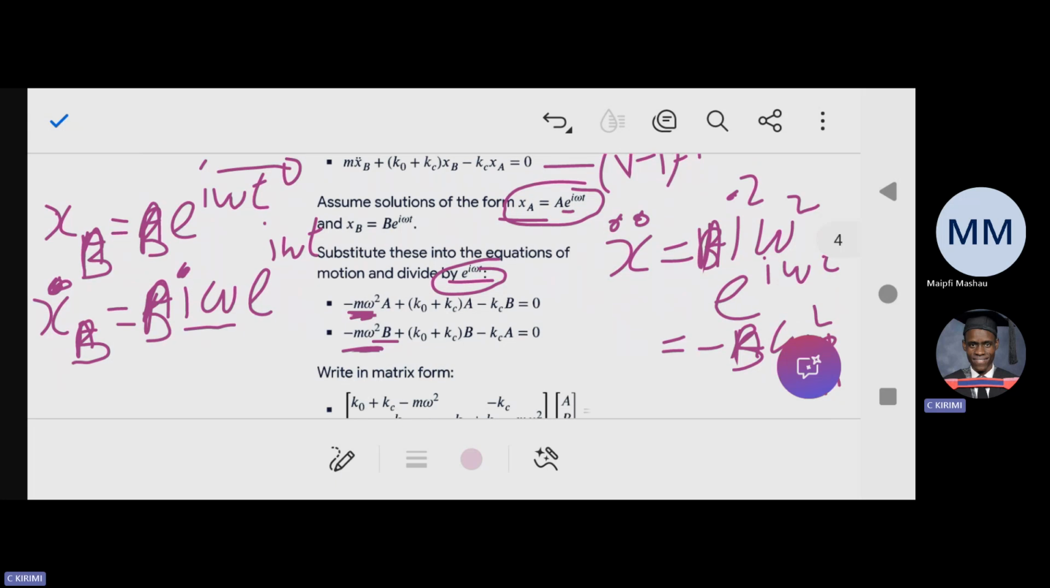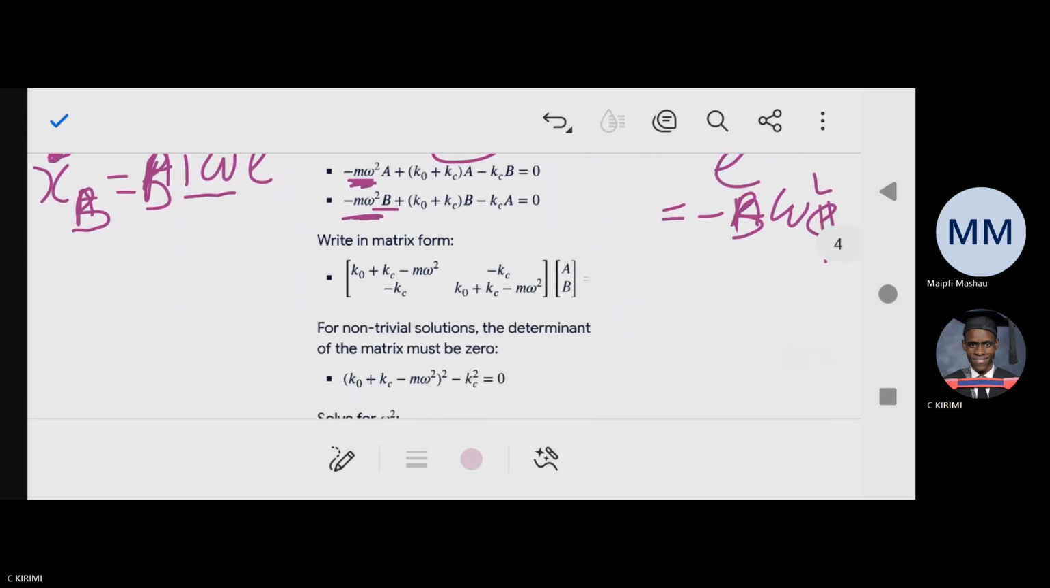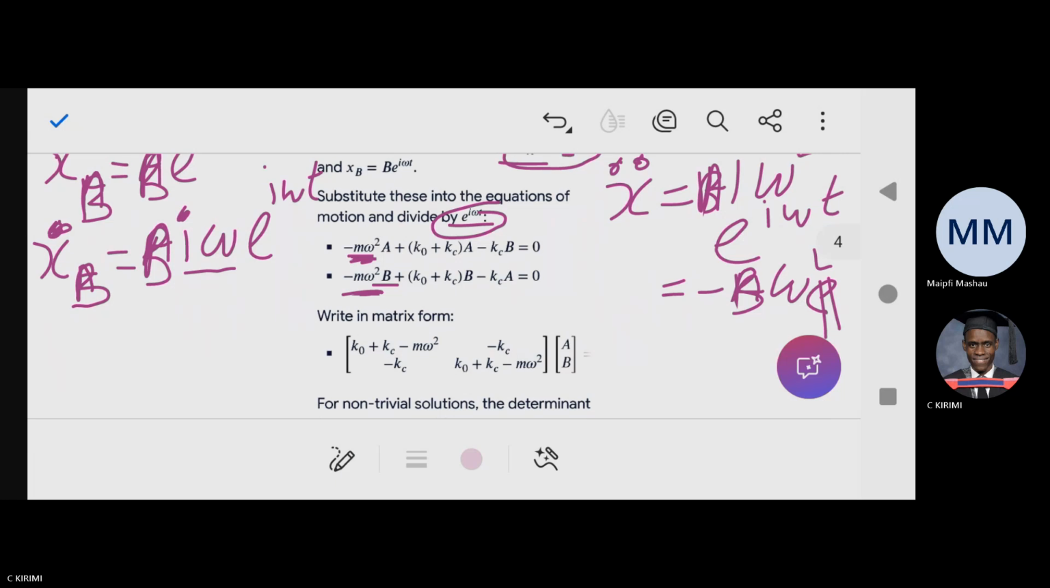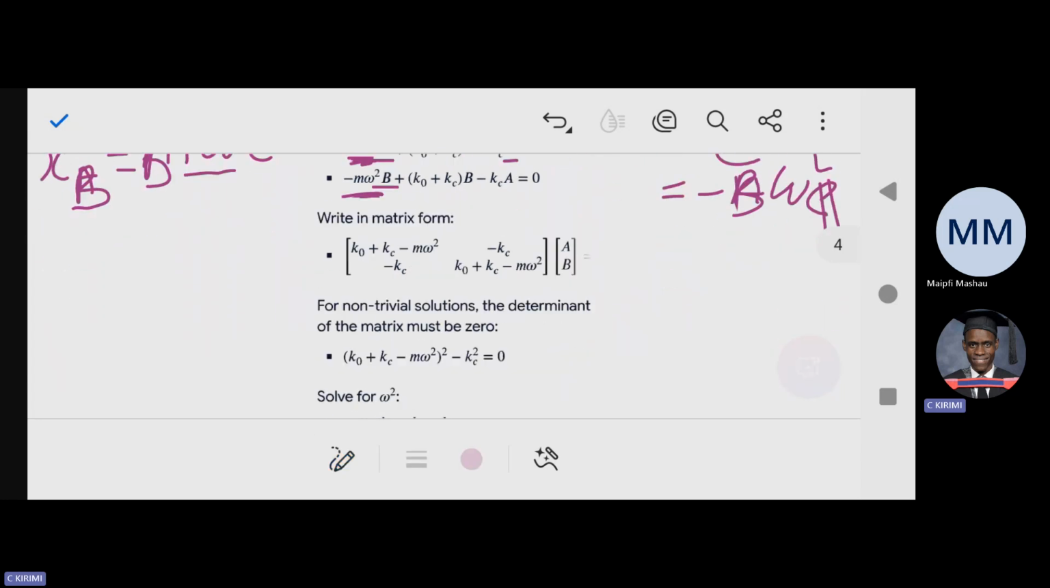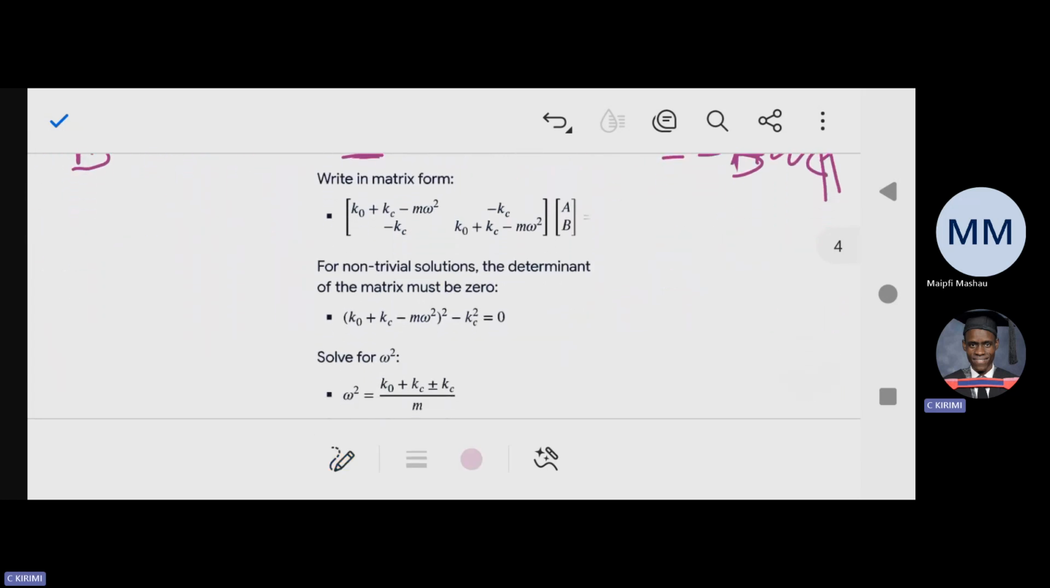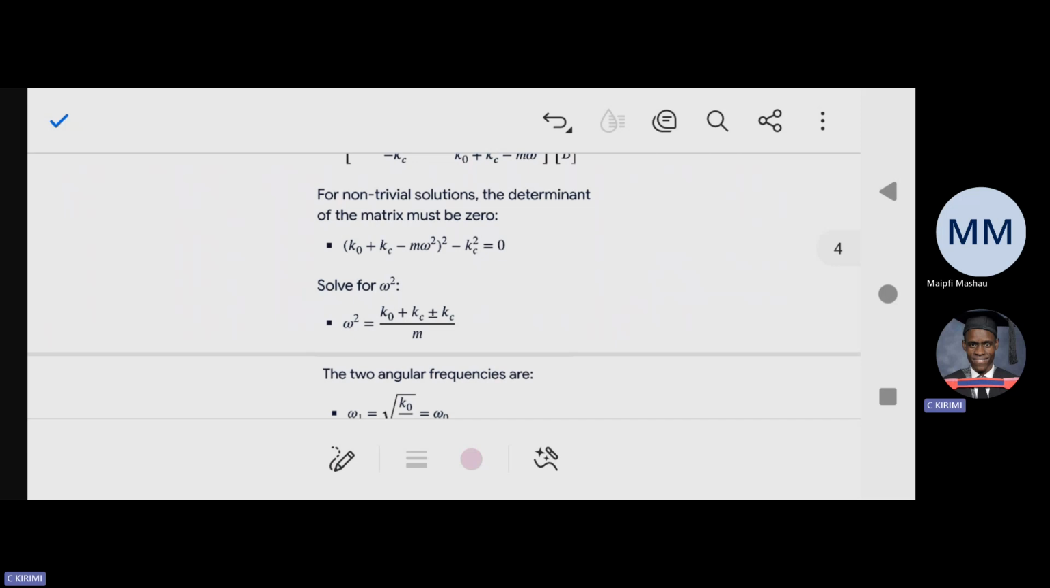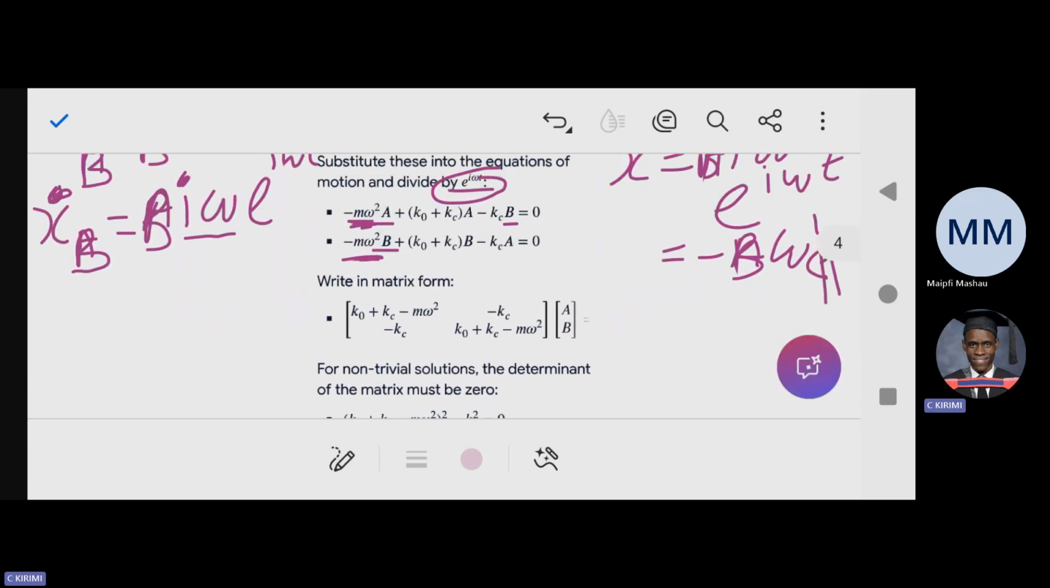So now we want to solve for the constants so that we eliminate the values A and B. These are the values that we want to solve, to remove this A and B, so that we find what are the equations for omega, and then we can solve. So let's see now.